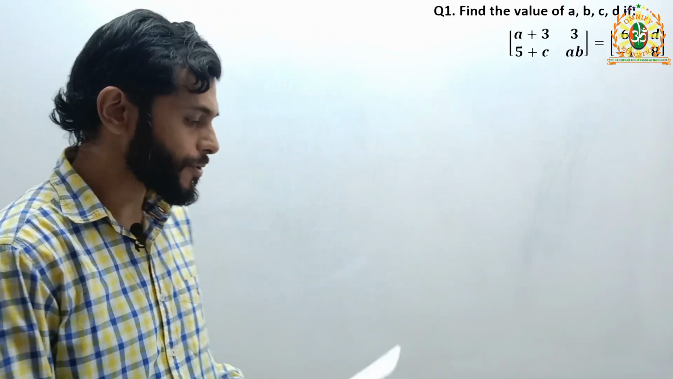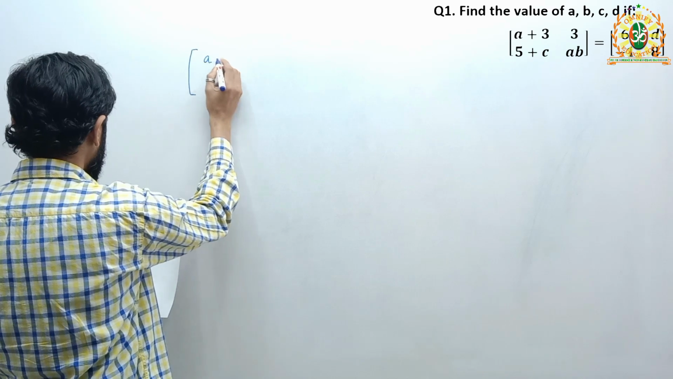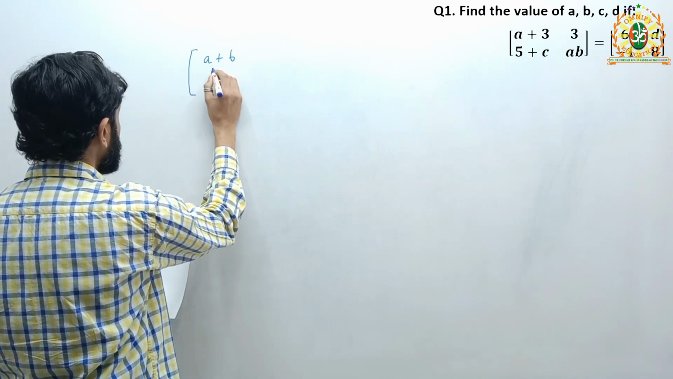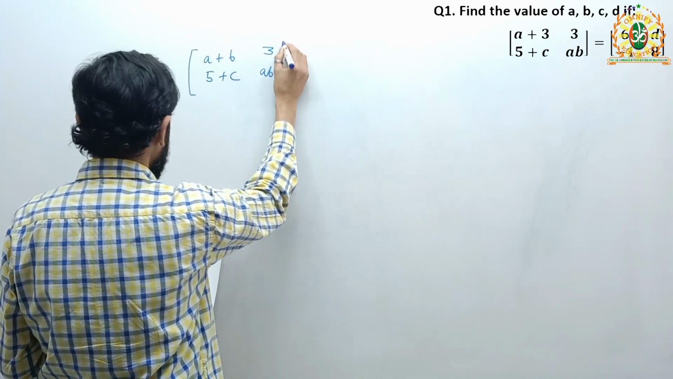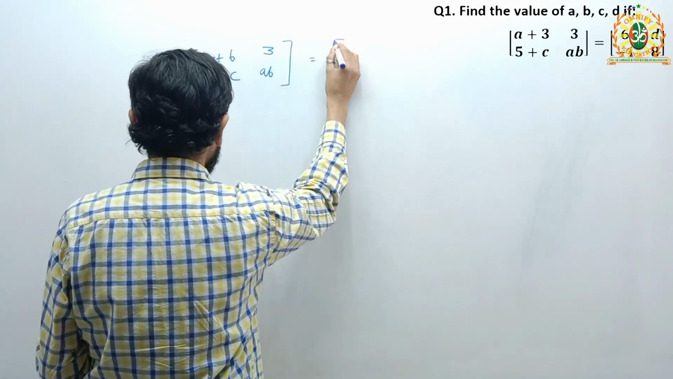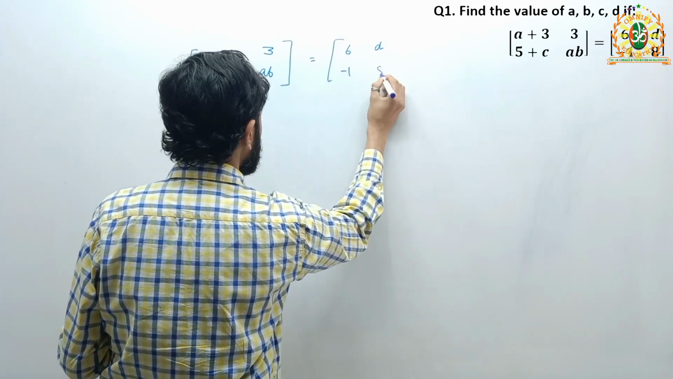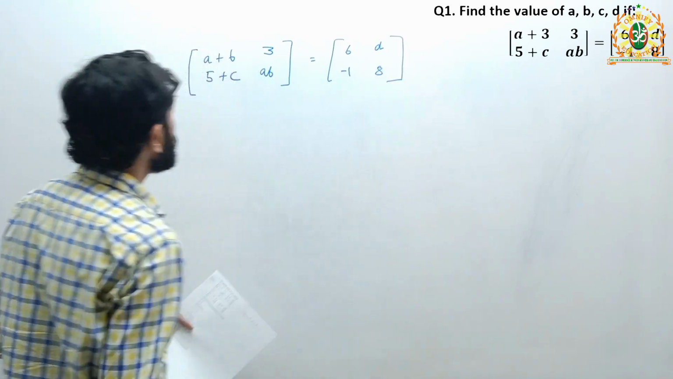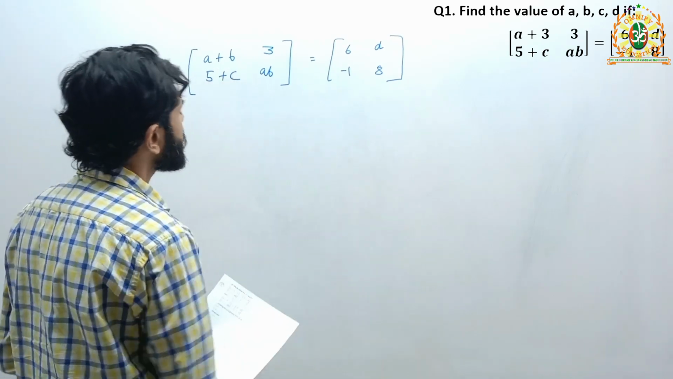So now beginning with matrices. Let us take the first question. It is given that the matrix [a+b, 5+c; 3, ab] is equal to [6, -1; d, 8]. Now this matrix has been given and you have to find the values of a, b, c and d.